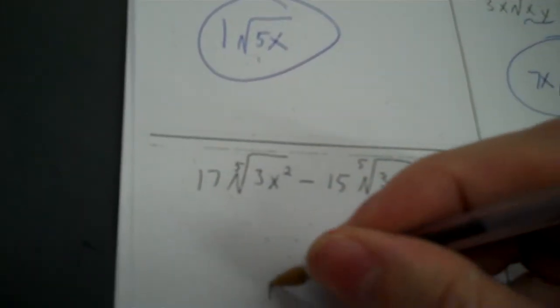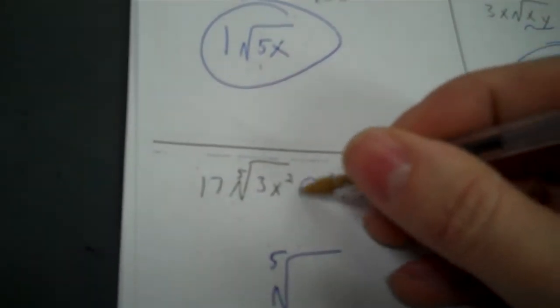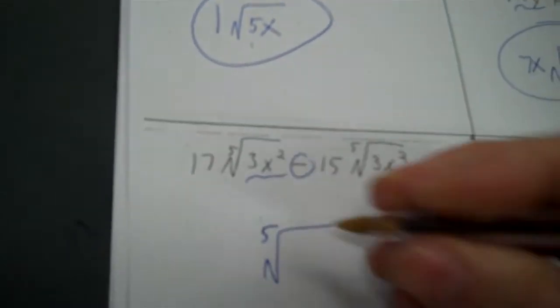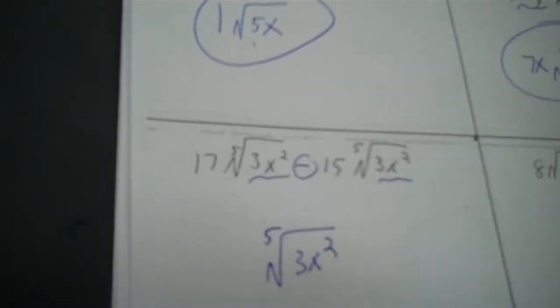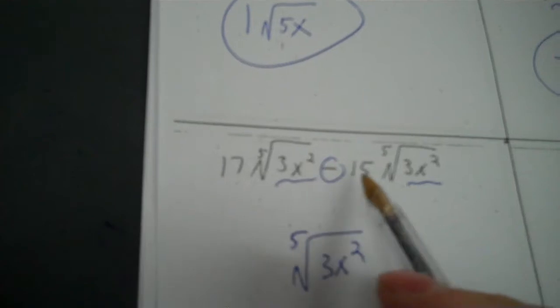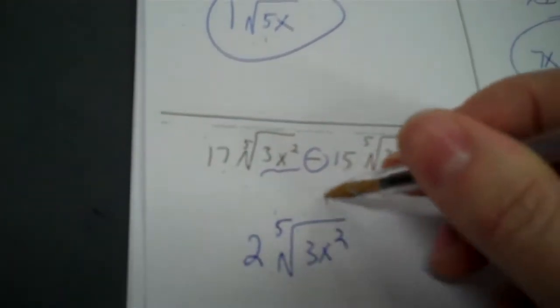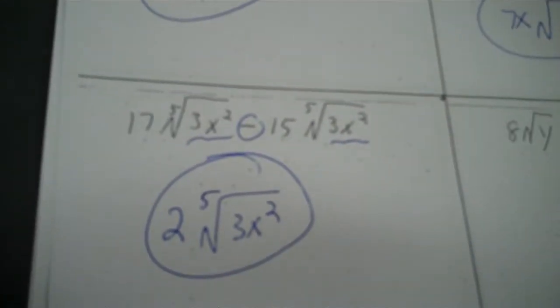Okay, this time you got a fifth root, but you have equivalent expressions. You got 3x to the second, and then you can take 17 minus 15, and that's 2. Okay, minus sign, so under your radicals, you have y. And then 8 minus 12 would be negative 4.